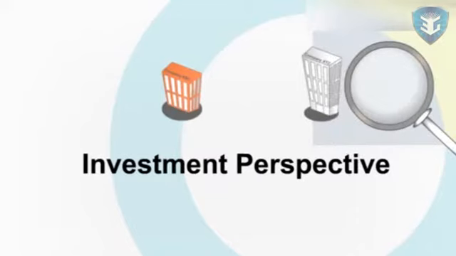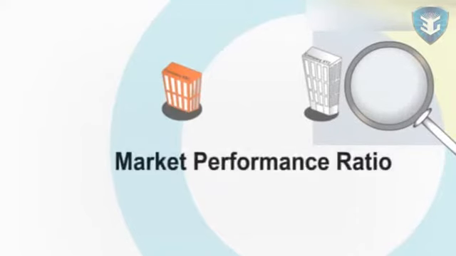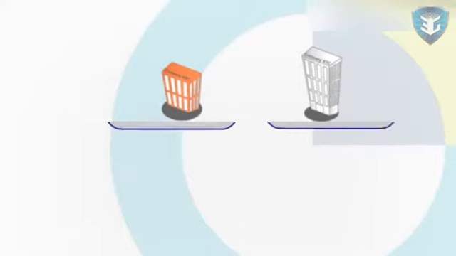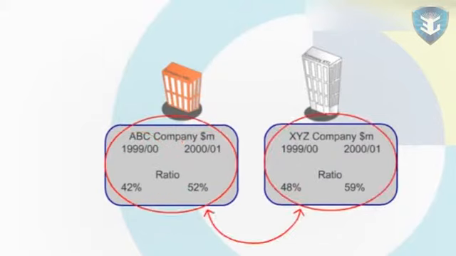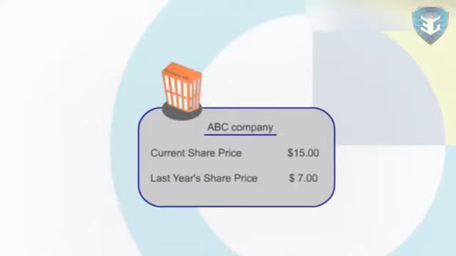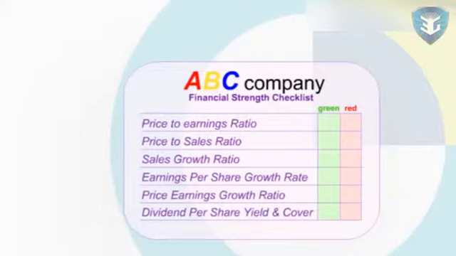To do this, we'll need to apply a range of market performance ratios that will assist us to identify value. As usual, the ratios will in most cases need to be compared to prior periods and, importantly, with other companies to identify trends. For calculation purposes, we will assume a current share price of $15 and $7 for last year. Just as we kept a scorecard when we assessed the financial strength of ABC Company, we will do the same here, as ultimately we want to form a view as to the attractiveness of the company from an investment perspective.